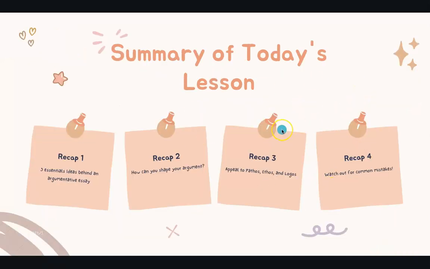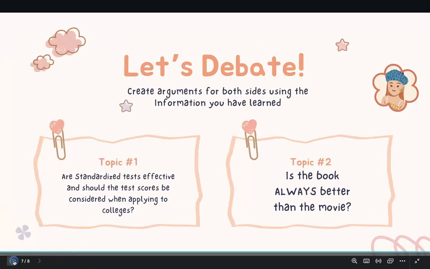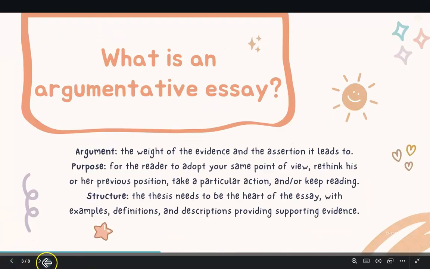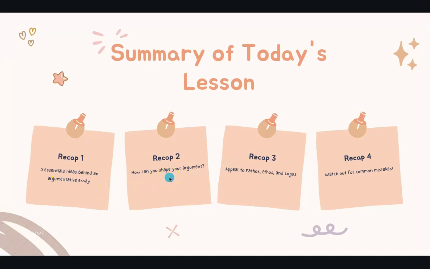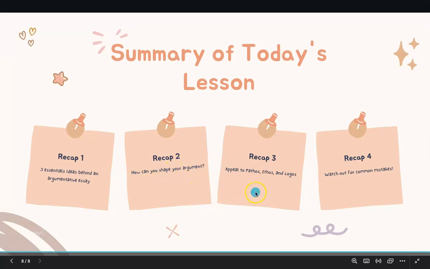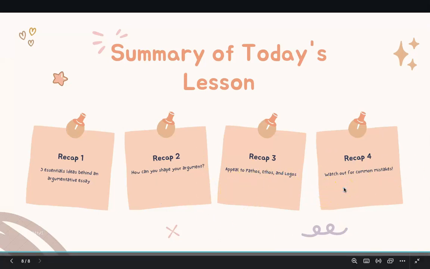So this is the summary of today's lesson. For the first one, there are 3 essentials behind an argumentative essay. That would be argument, purpose, and structure. So those are the 3 essential ideas behind that. And recap 2 is, how can you shape your argument? Go through that again and read that and make sure you can understand this. Also make sure you understand how to appeal to pathos, ethos, and logos. Make sure we know that. And watch out for those common mistakes that I just talked about earlier.